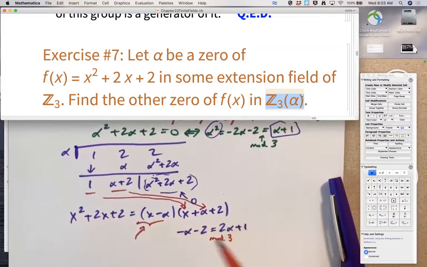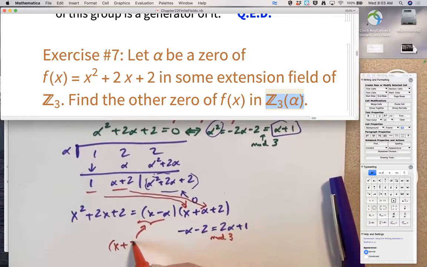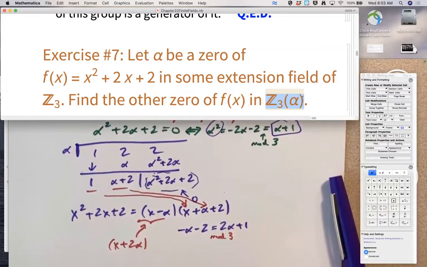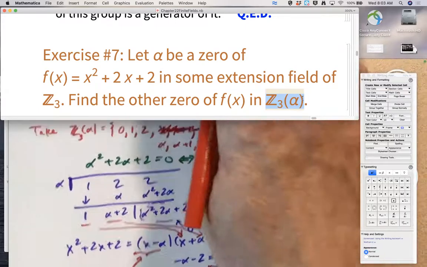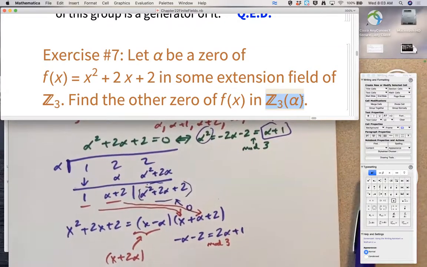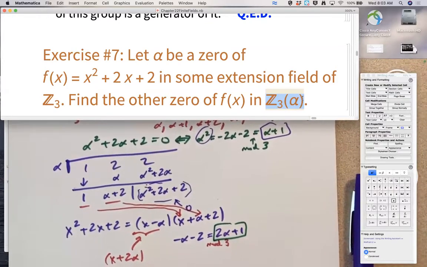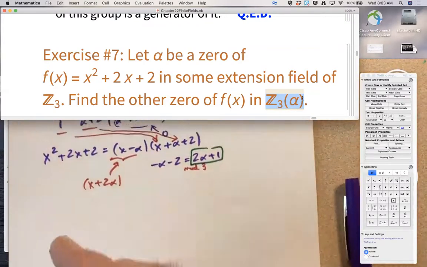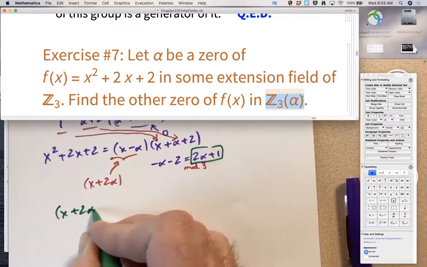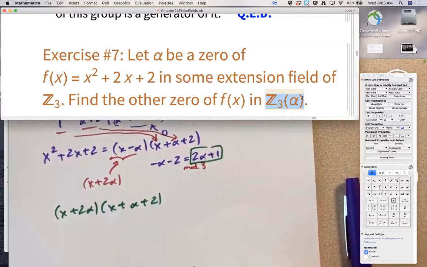This factor, it's okay to write it as x minus alpha. Maybe better to write it as x plus 2 alpha, so that the coefficients stay in Z3, in this ring here, or in this field, Z3 alpha. The other root is 2 alpha minus 1. If you want extra confirmation, you could multiply x plus 2 alpha times x plus alpha plus 2 and see if you get the original polynomial when you simplify.